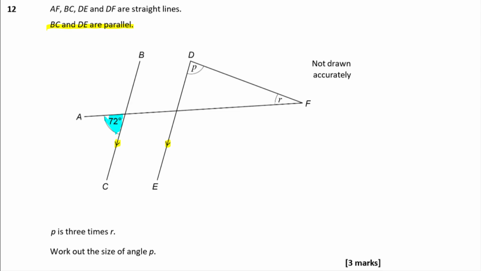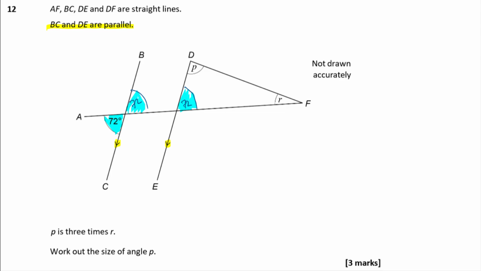Okay, so looking at that 72 there, I know that this angle here is also 72, because these are vertically opposite. So that's also 72. And further, because these are parallel lines, this angle over here is what we call a corresponding angle. So that one is also 72 then, isn't it? So that's 72 too.